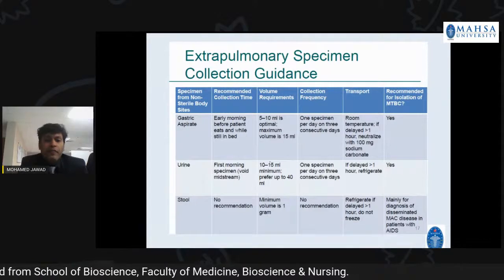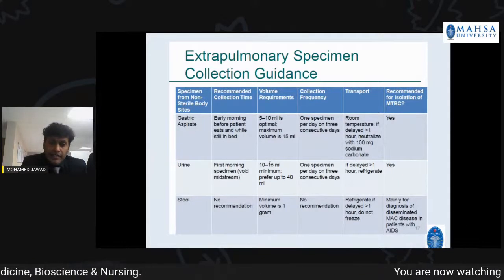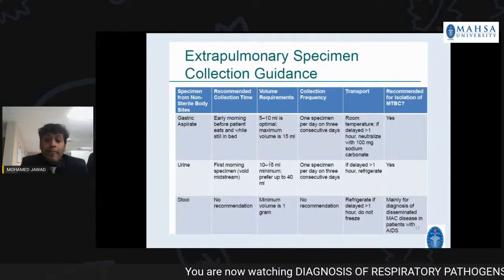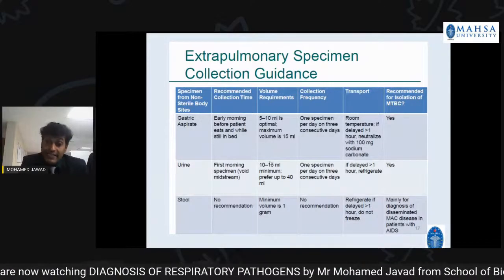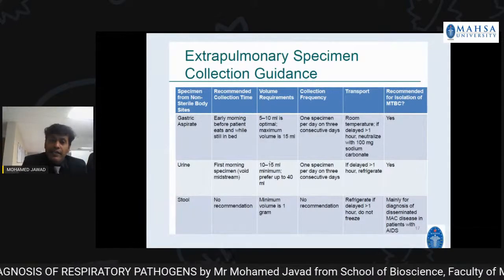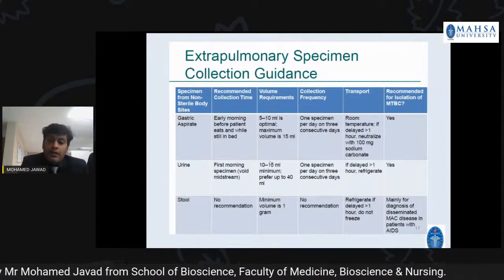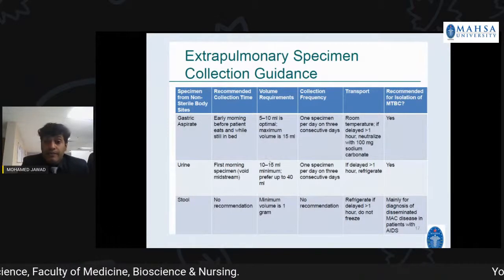For stool, the minimum volume is 1 gram. For gastric aspirate, we have to collect 5 to 10 ml. Gastric aspirate and urine we have to collect on multiple days. For stool, no need; one sample is enough. And refrigerate stool if delayed more than 1 hour, but do not keep it in the freezer.